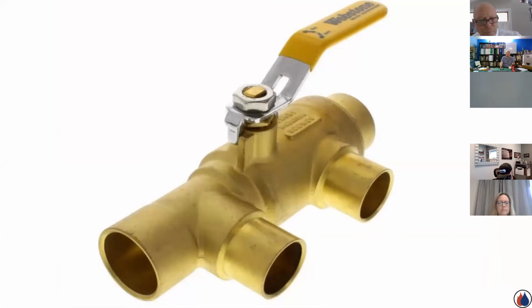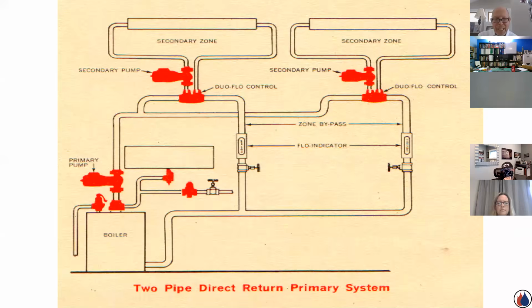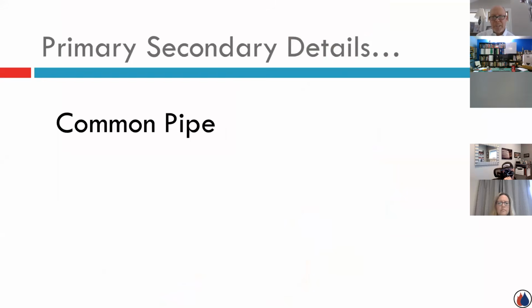Fast forward 60 years or more. Here's just a quick example of a modern day. We represent a manufacturer called Webstone, and they make a primary secondary ball valve, which is very convenient for purging that smaller secondary loop, whatever it consists of, a boiler or a fan coil or what have you. So we do primary secondary quite a bit today, but back then it just didn't catch on. The industry wasn't ready.